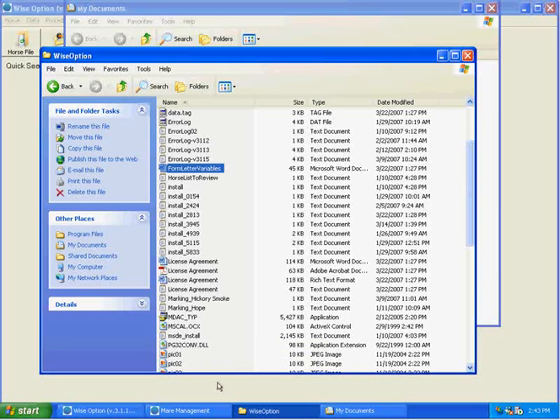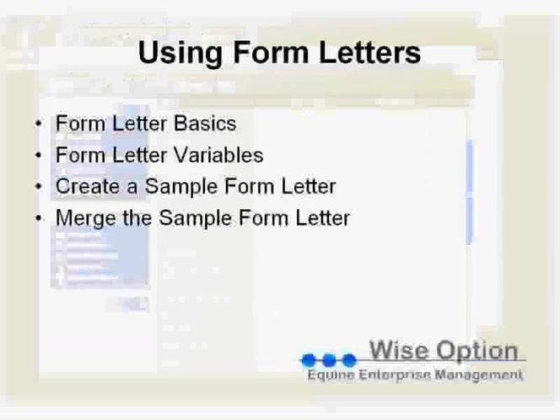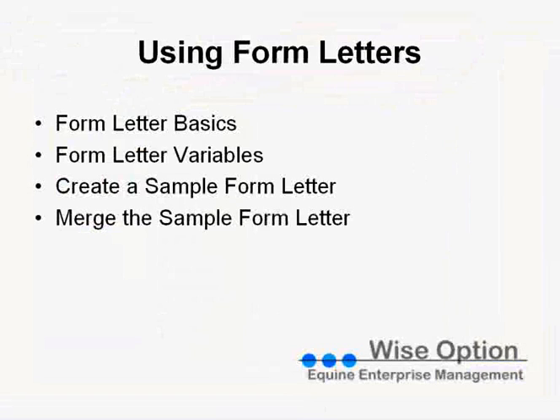It's a fabulous feature that some people are a little scared of, but dig in, create your form letters. Everything that you're creating, again, is done in Microsoft Word, and then you would simply open it from Wise Option. So it's a very simple procedure. So this e-learning lesson has covered some form letter basics, showed you where the form letter variables are and what they look like. We created and edited that sample letter, and we merged the sample letter, and also showed you a couple of other ones that you can get some ideas from.